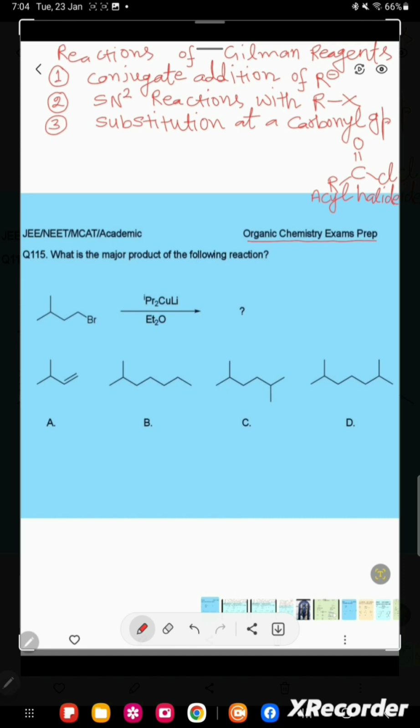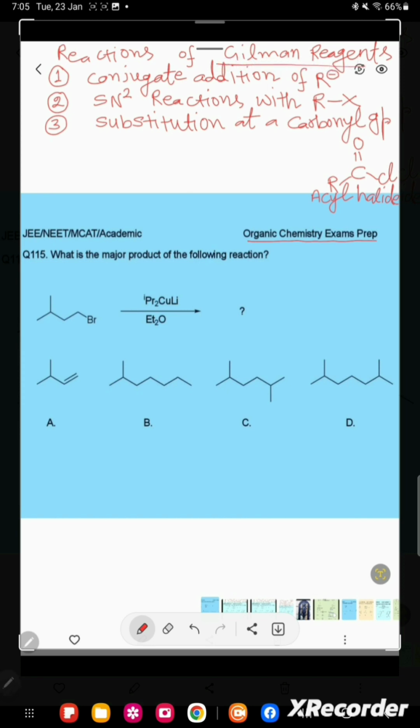So we are discussing the reactions of organometallic compounds, and in these organometallic compounds currently we are discussing the reactions of Gilman reagents.